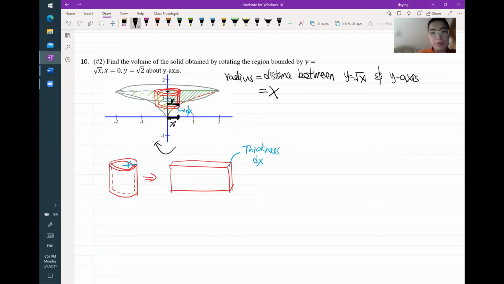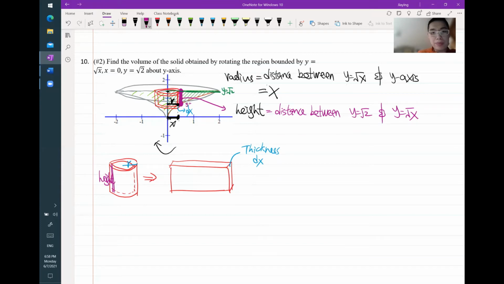Now, what about height? In this case, height is a vertical measurement. In the drawing, this is my height, the one in purple. How do I find the height? The height is equal to the distance between the green segment at the top, which you should know by now is just y equals square root of 2, based on what we've done in previous problems, and the red curve, y equals square root of x. That distance will give me the height of the cylinder.